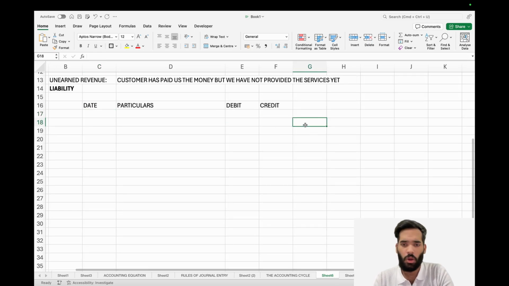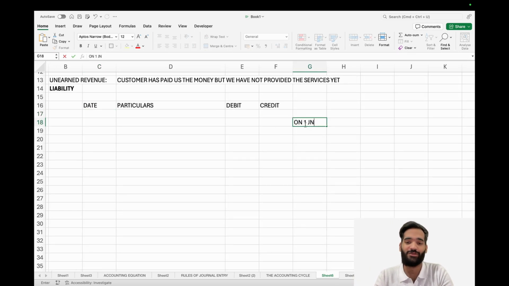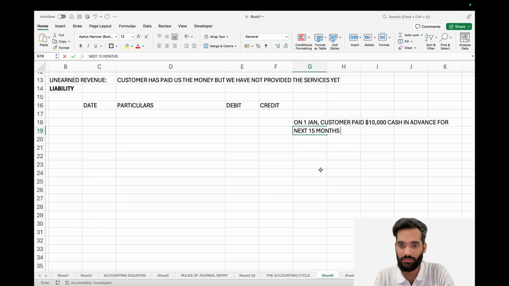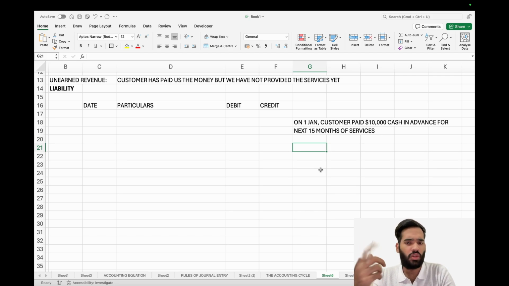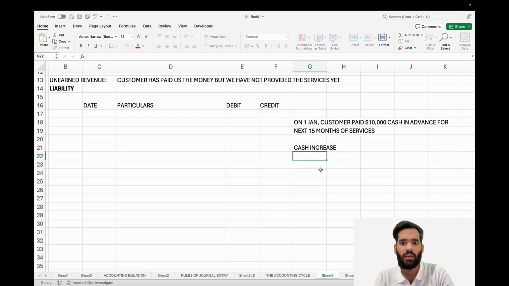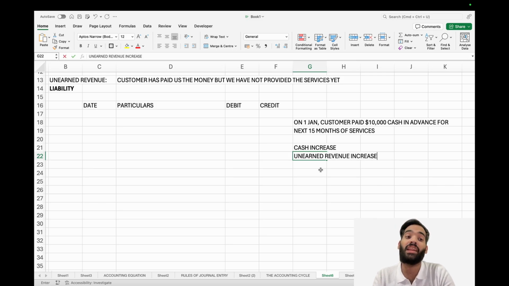So let's say, again, on 1st of January, for some reason, I always write 1st of January. Everything seems to happen on 1st of January. So let's say on 1st of January, a customer paid $10,000 cash in advance for the next 15 months of service. So now, let's think about the concept first. Since I'm receiving the money, my cash will increase, of course. And since I haven't done the work, I cannot record the revenue, but I can record an unearned revenue account increase, which is a liability account. It's not a revenue account, it's a liability account.